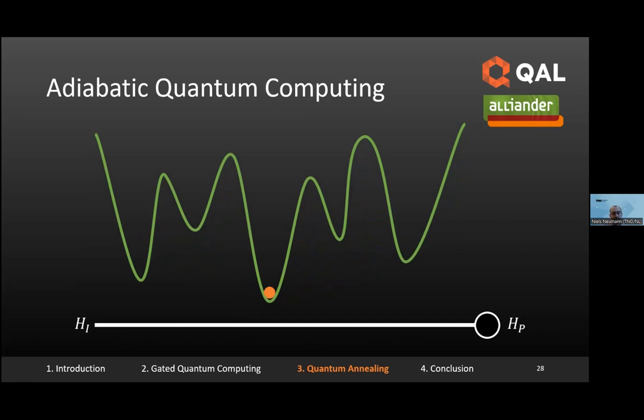And that's nice because if we stay in the ground state and we eventually measure our quantum state, then we have solved the problem. Because this hilly energy landscape corresponds precisely to the problem that we're having, and its ground state corresponds precisely to the answer to the problem we're encountering.